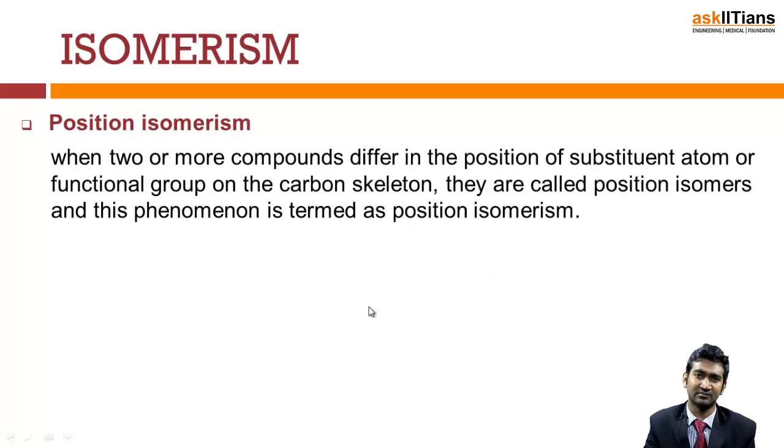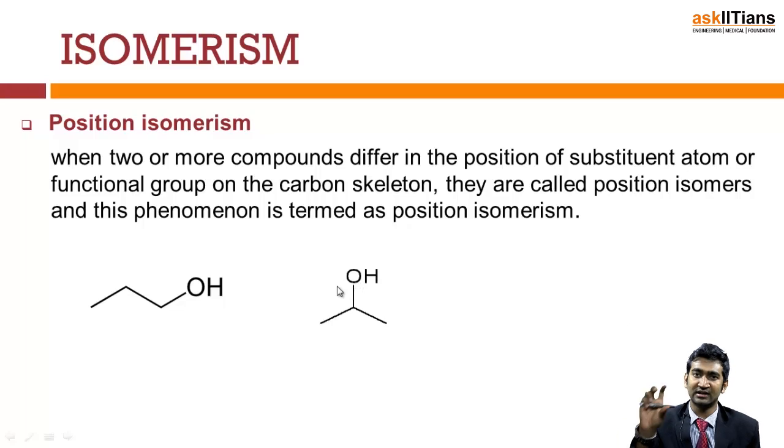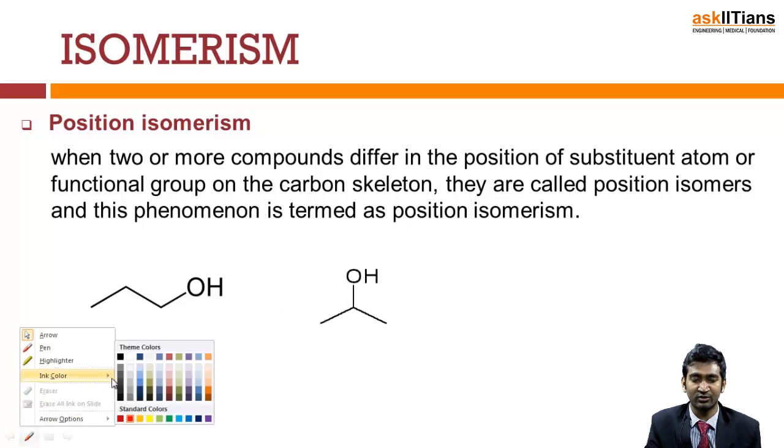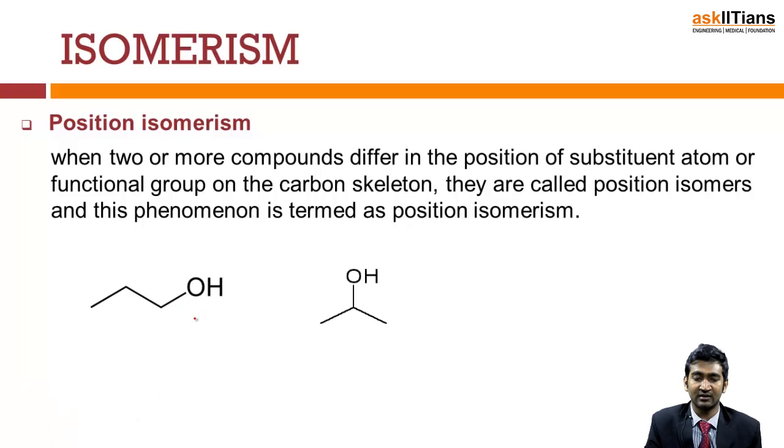Next is the position isomerism. When do we say that I have position isomerism? When they have the functional group on a different carbon, or the substituent atom on a different carbon atom, like this. If I have OH here, and I have OH here, the functional group is at different positions. That's why this is known as position isomerism. If I were to name this, it will be named 1-ol, and this will be 2-ol. Means the second number will have that ol.